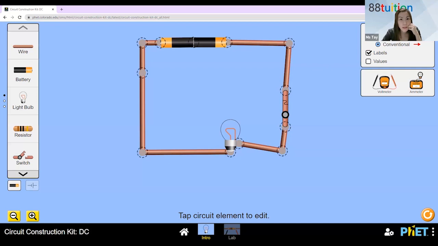Can you see what happened here? The bulb didn't light up, you know. Can you all hear me? Can hear, right? Giselle, you log out and log in again. Is it your internet connection?